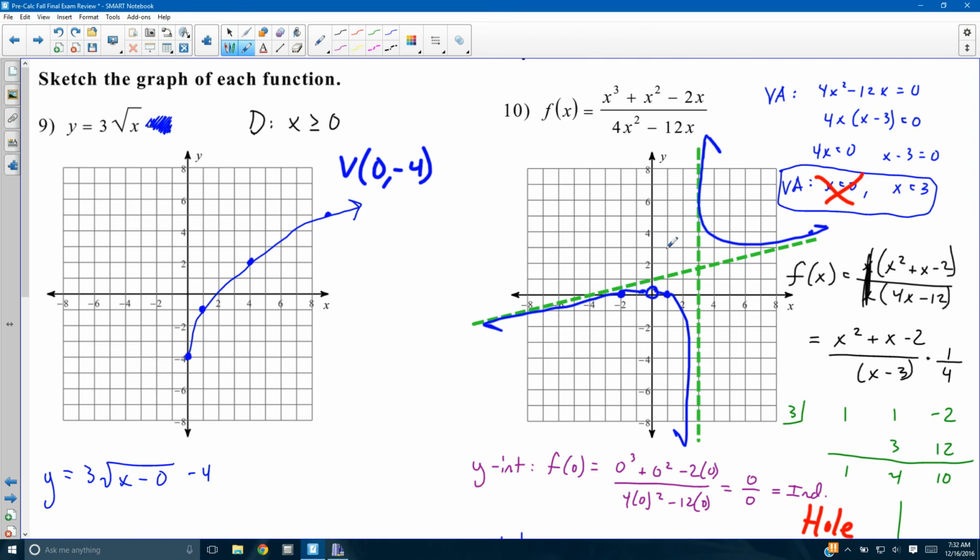Okay, let me check. I haven't looked at the answer key. I'm going to look right now. Hang on. Number 1, 10. Yep, that looks fair enough. That looks like our graph. Okay, there's number 10.